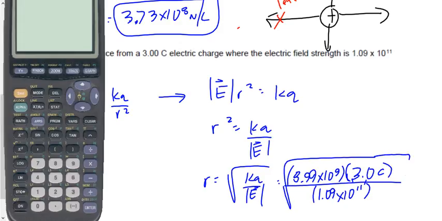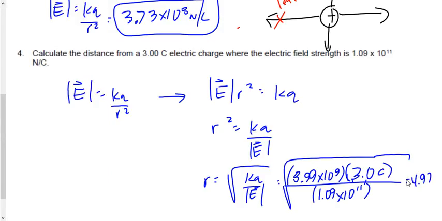Okay, let's punch this into our calculator now. We got 8.99 times 10 to the 9 times 3, and let's divide that by 1.09. You don't need brackets on the bottom there if you're using the EE button, right? 1.09 EE 11. Let's square root that. And when we do, we get 0.497 or 4.97 times 10 to the minus 1 meters.